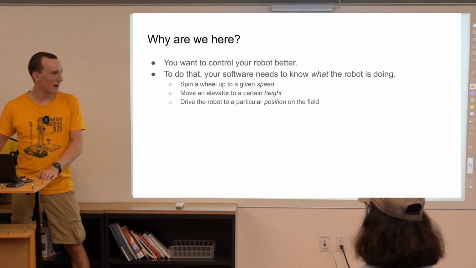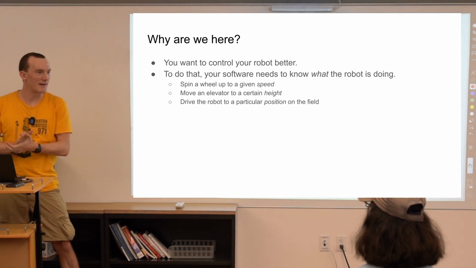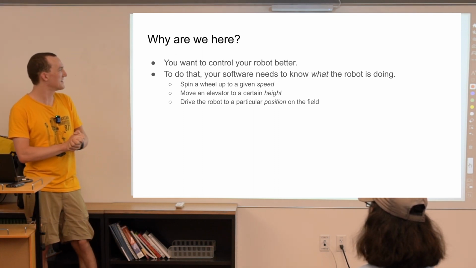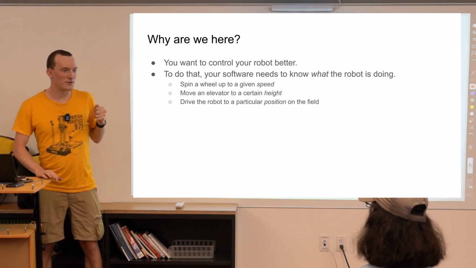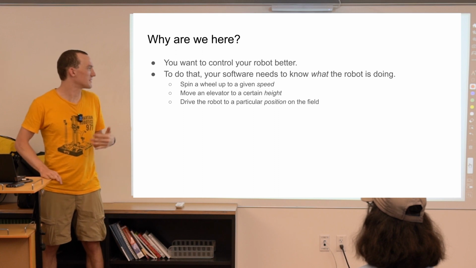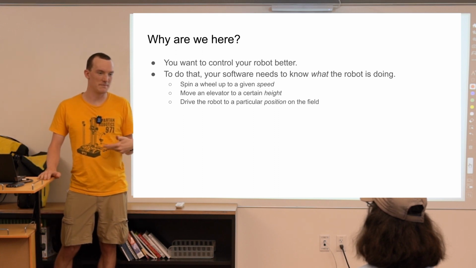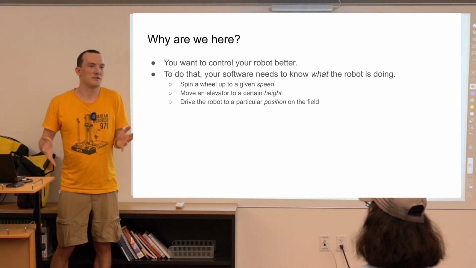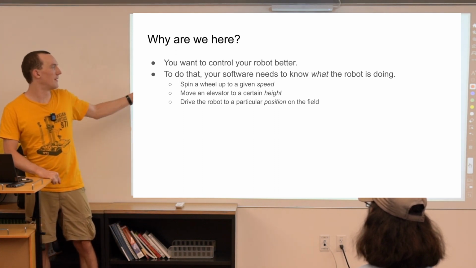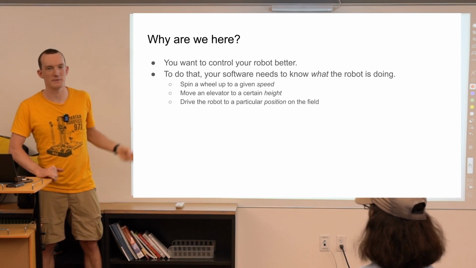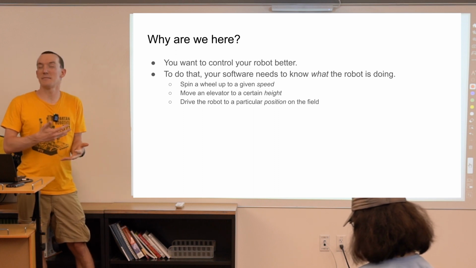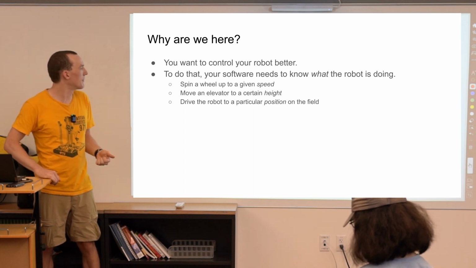So, why are we here? You may or may not have read the description of this talk; I don't know how good it was. I think I made it reasonable. But you want to be able to control your robot. You want your mechanisms to move how they're supposed to. You want them to move quickly. You want your robot to be reliable. In order to accomplish that, the software on the robot needs to know what the robot is doing, which can mean different things. There are also some things you may not need the robot to know about.